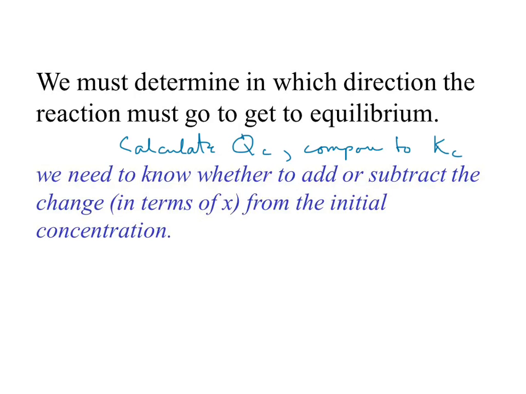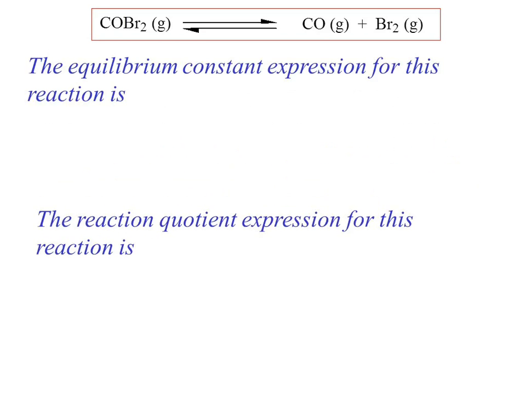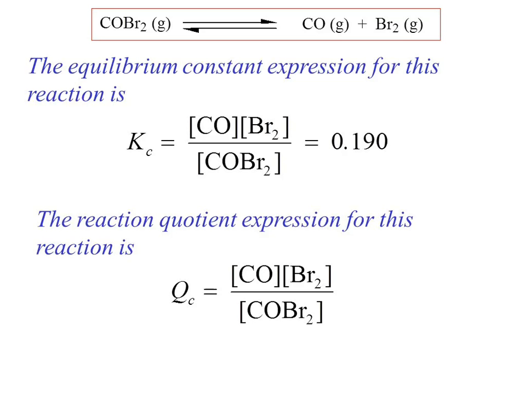Once you get direction, if you need to make more products, those will be plus changes in the product part. If you need to make more reactants, those will be plus. It's easier to show you. The equilibrium constant expression and the reaction quotient expression are totally the same thing. The equilibrium constant expression is at equilibrium, that last row. The reaction quotient is that first row, initial, which may or may not be at equilibrium. It's helpful that we have stoichiometry of 1 to 1 to 1 here. Remember that 0.190, that was given in the problem. That's your Kc.